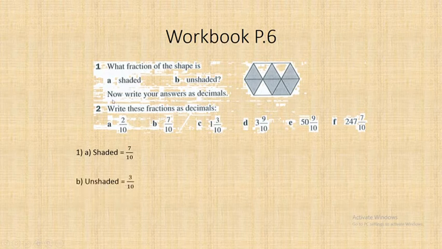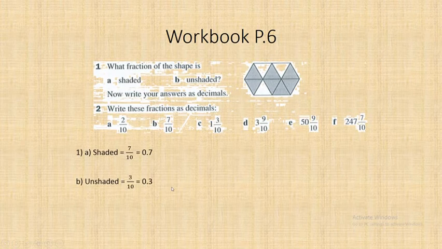Okay, so he's saying now, write your answers as decimals. So guys, please read the question to the end. He's asking another thing here. He needs me to write down these fractions as decimals. And of course, it's very easy for you right now to convert from 7 over 10 to a decimal number. So it's going to be 0.7 here. And 3 over 10 is going to be equal to 0.3.